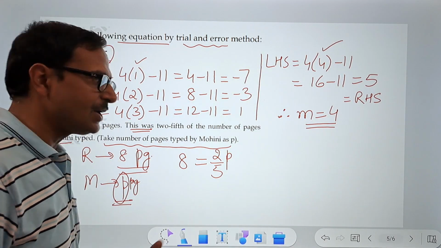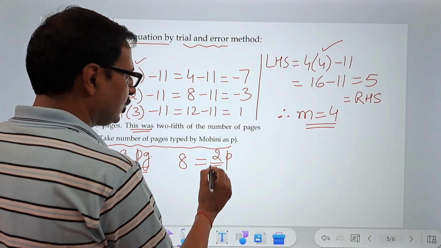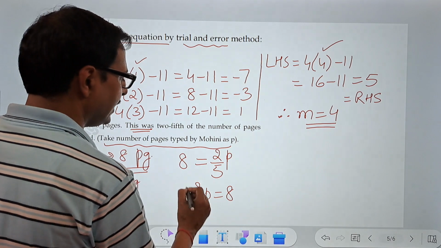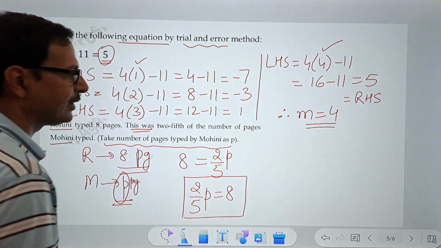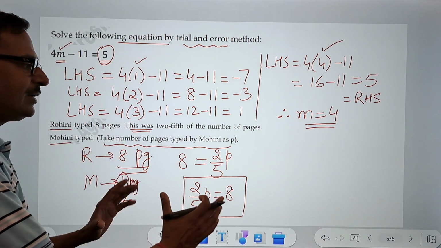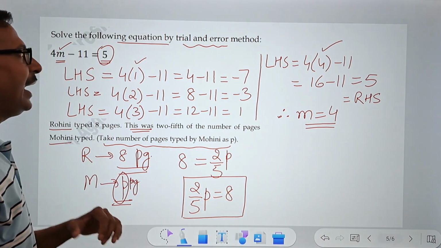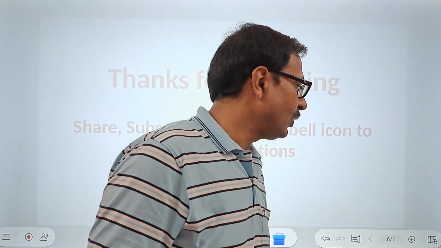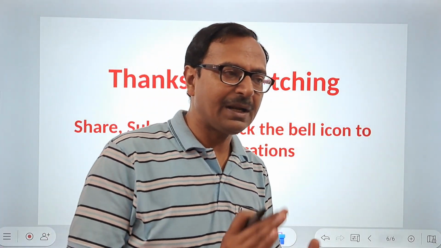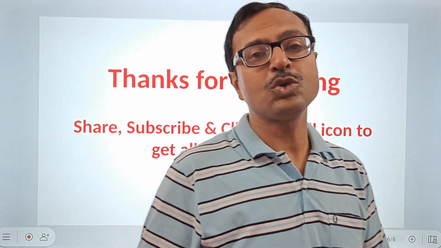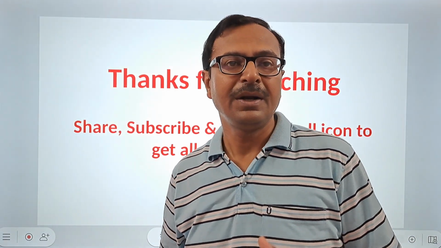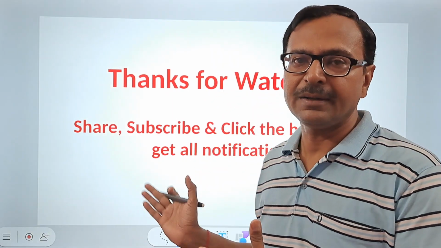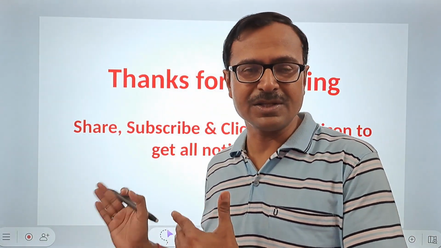You can write it like this, or you can write 2/5 of P on the left hand side and 8 on the right hand side. Either way, it is correct. This is how you represent statements in equation form and equations in statement form. A very important video for all my dear friends who are studying in class 6, 7, 8. They need to be really sharp in dealing with these statements and completing those fill-ups which you may get, as you saw in this video itself.